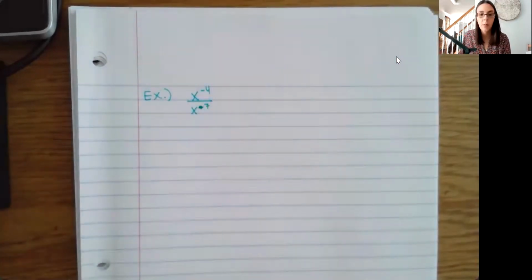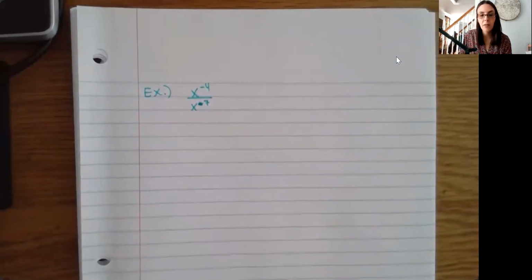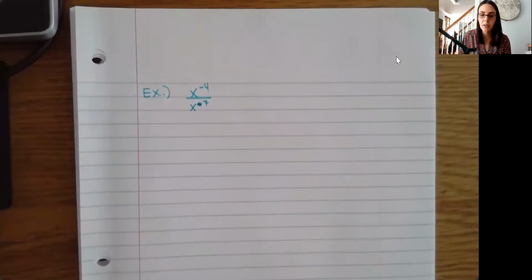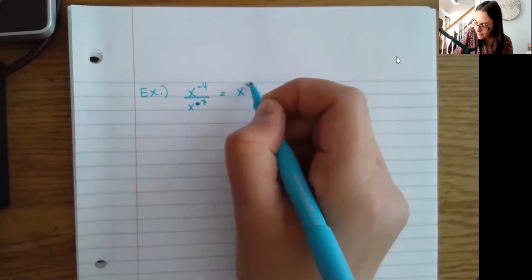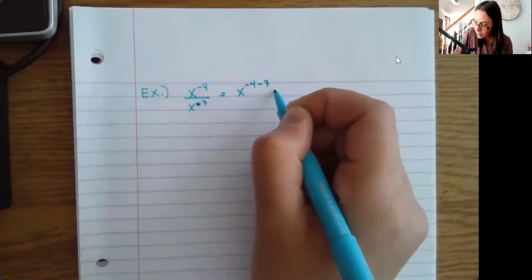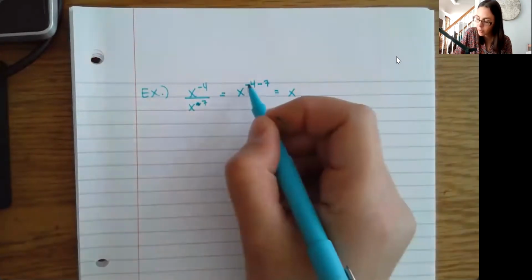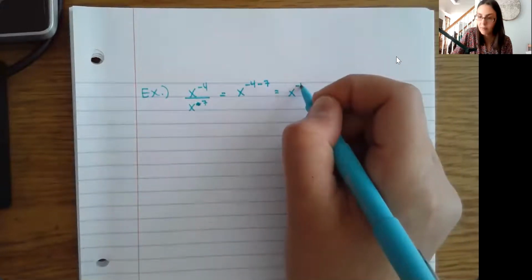All right. I wanted to write that a little bit lower. So x to the negative 4 over x to the positive 7. Sorry about that little mistake there. So again, I'm just going to subtract. So negative 4 minus 7. And you need to use your sign rules here. So I have a negative 4 plus a negative 7 is negative 11.